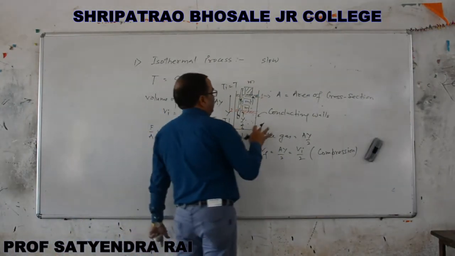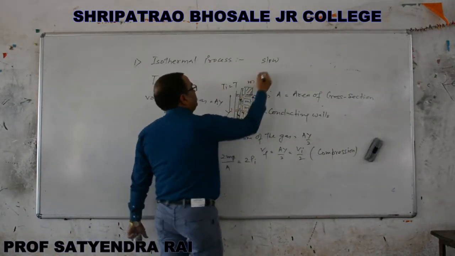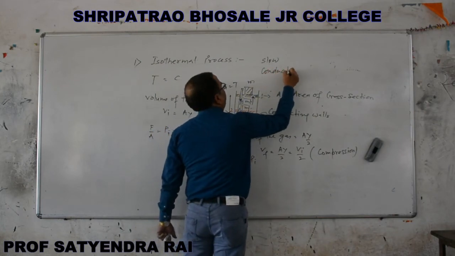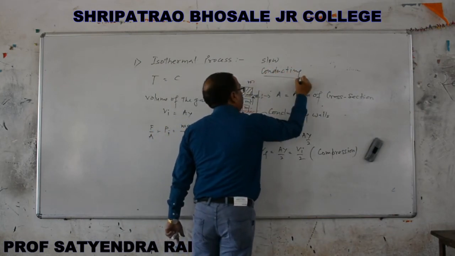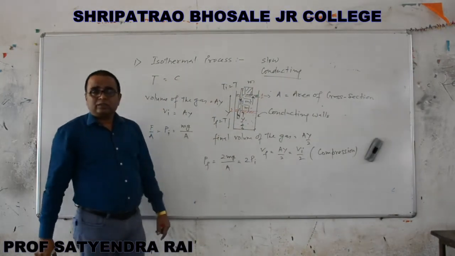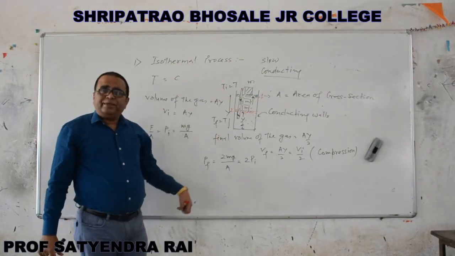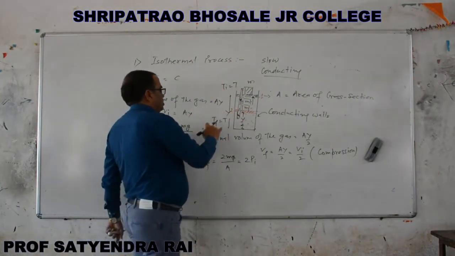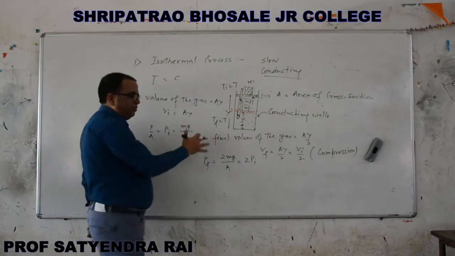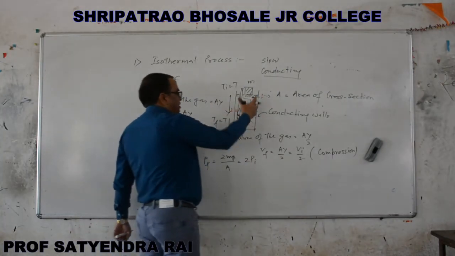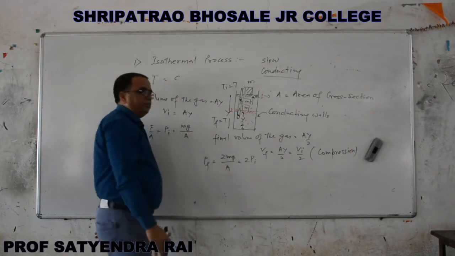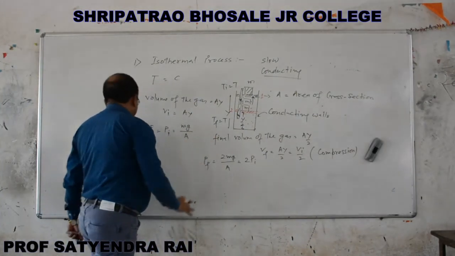And the second thing is that the walls of the container must be ideal conducting walls. The walls should be good conductors, with a very high level of conductivity. This process is actually not practically realized like this, as an ideal conductor is just a concept.